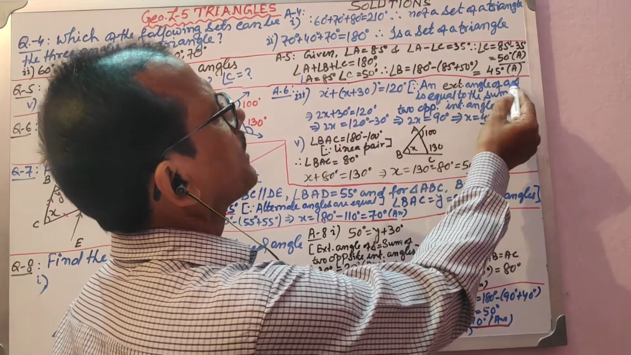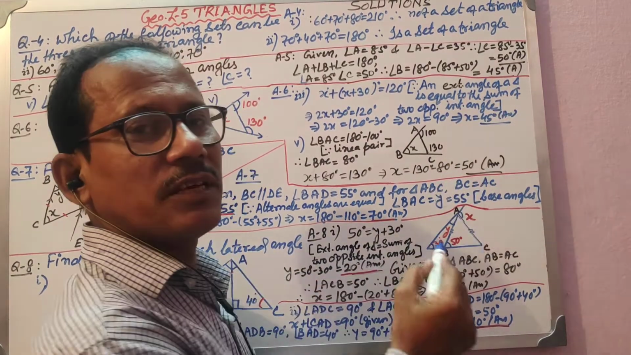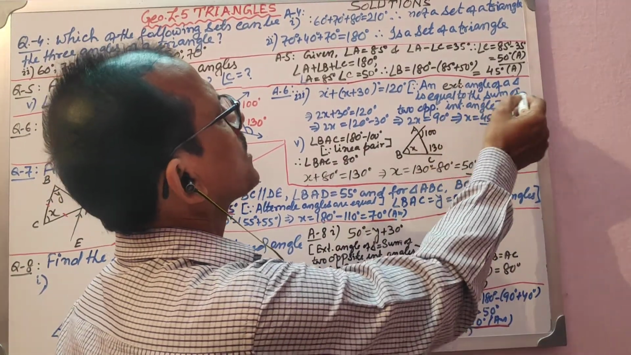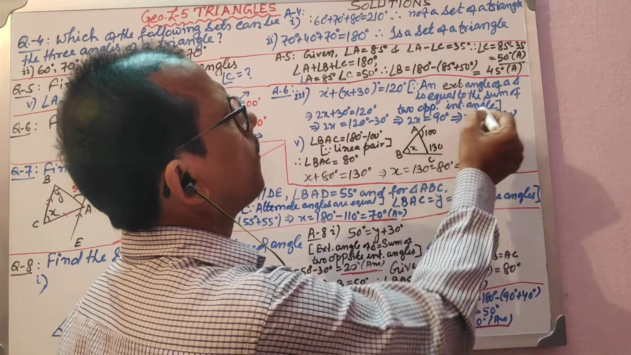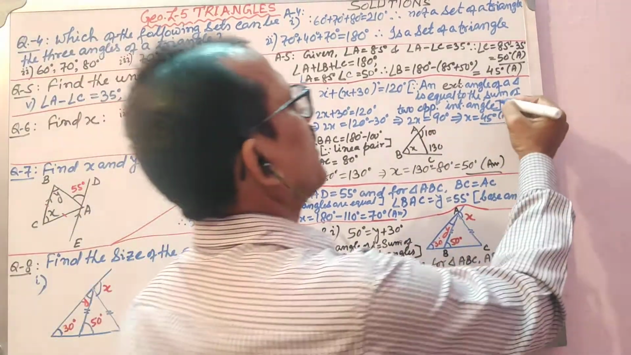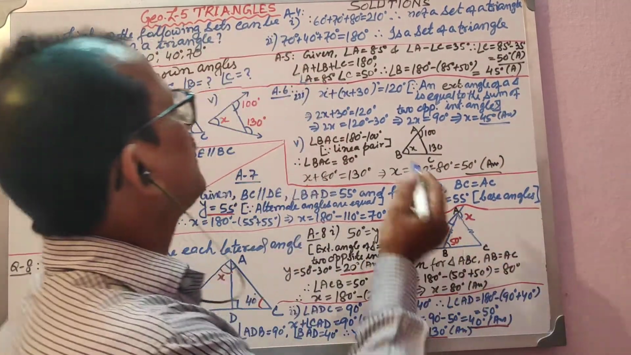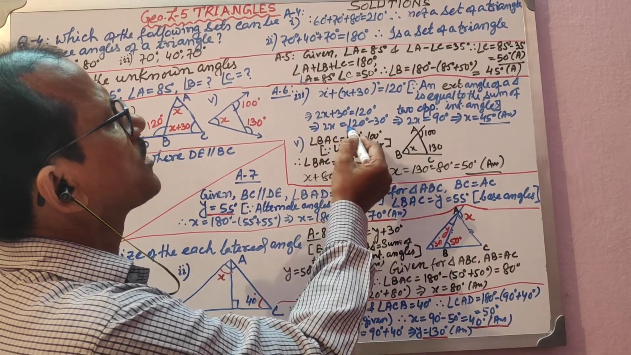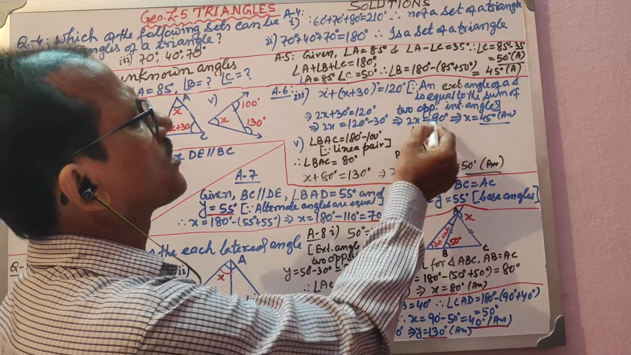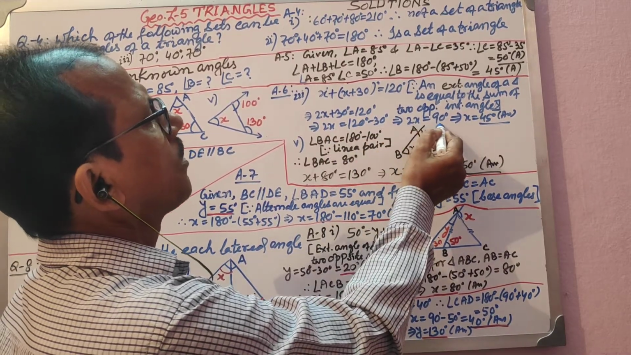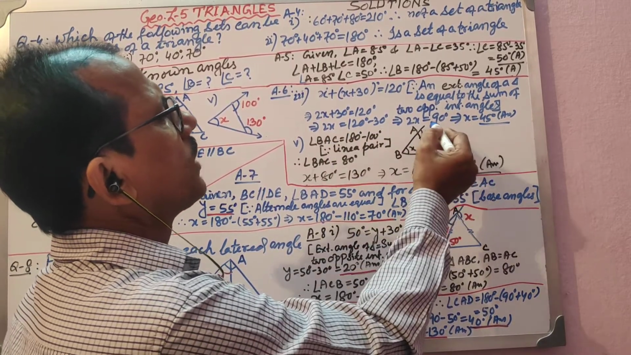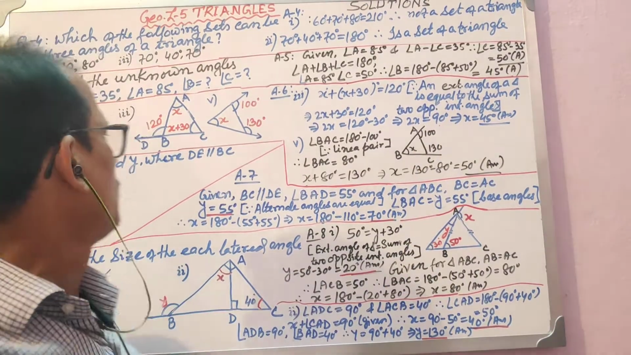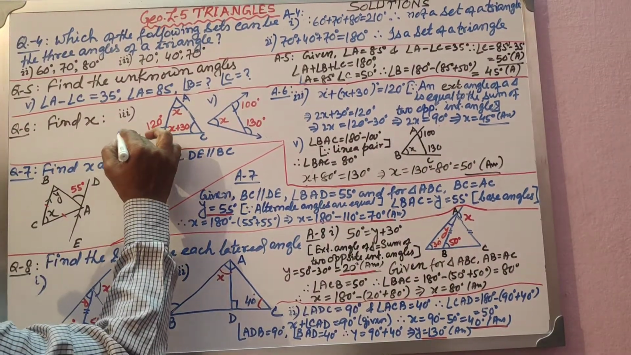An exterior angle of a triangle, this triangle symbol means triangle, is equal to the sum of the two opposite interior angles. That should be the property. Then I find the value of x: x plus x, 2x plus 30 degrees is equal to 120. 2x is equal to 120 minus 30 degrees, which is 90 degrees. So x is equal to 90 divided by 2, 45 degrees. X value got it. This figure is solved.